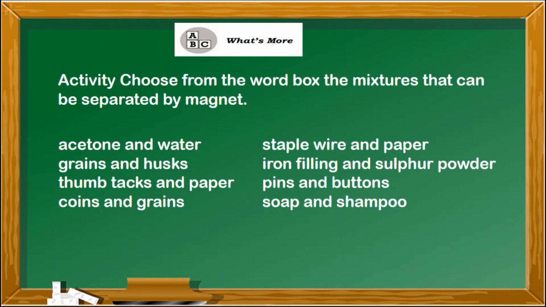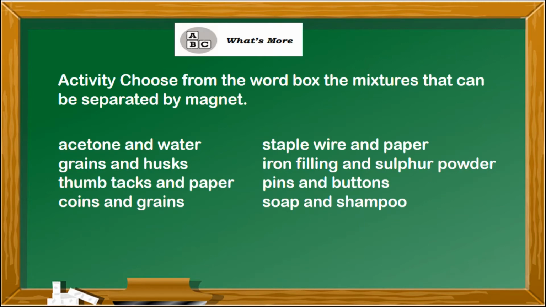Activity. Choose from the word box the mixture that can be separated by magnet. Okay, we will choose here, children, which objects can attract to the magnet. Okay, where is our answer here? Acetone and water, grains and husk, thumbtacks and paper, coins and grains, staple wire and paper, iron filling and sulfur powder, pins and buttons, soap and shampoo.